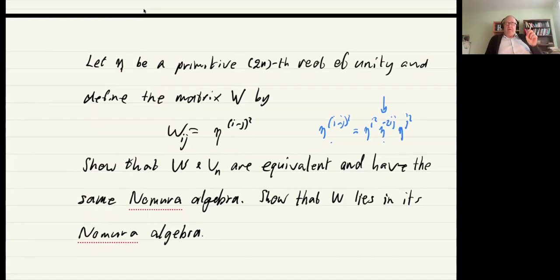The precise statement is here. If something equivalent to W lies in the Nomura algebra, then it's a type 3 matrix. And then type 3 matrices give you link invariants for links and knots.